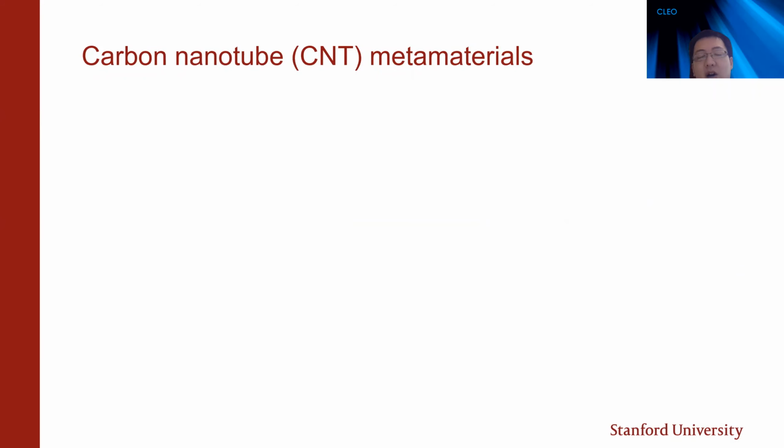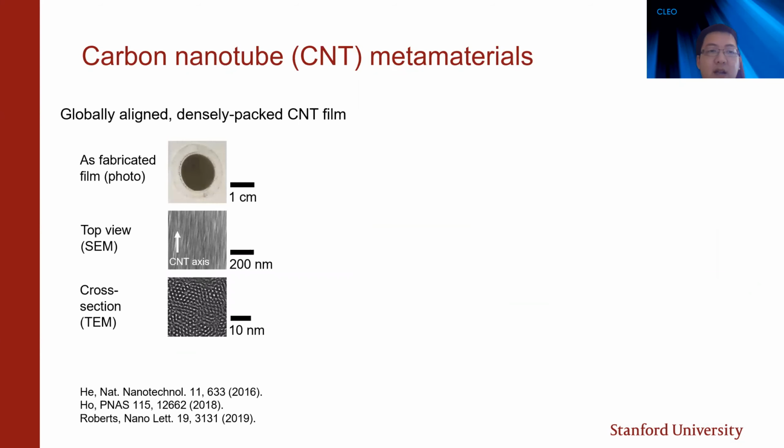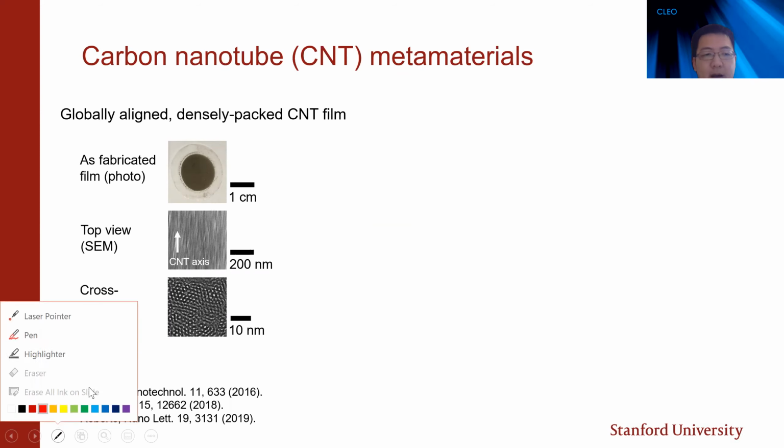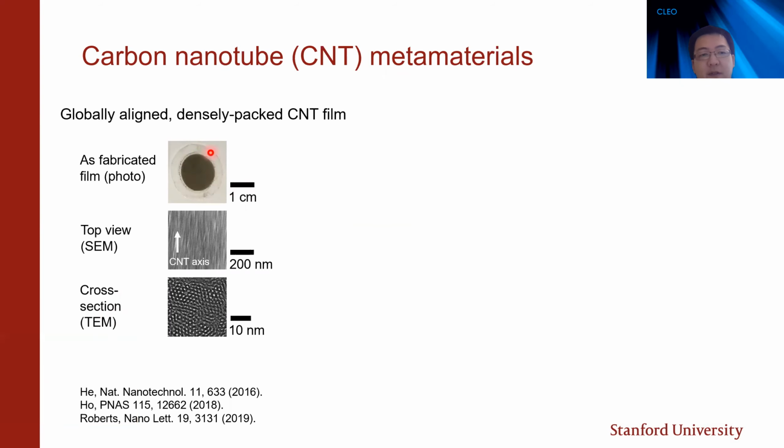Then we will talk about the sample we will study. We can fabricate globally aligned and densely packed carbon nanotube film. This is an inch-scale film we made, and this is a photo of that. If we zoom in and look from the top by scanning electron microscope, we can see they are highly aligned. And if we look at the cross section with transmission electron microscope, we can see they are densely packed.